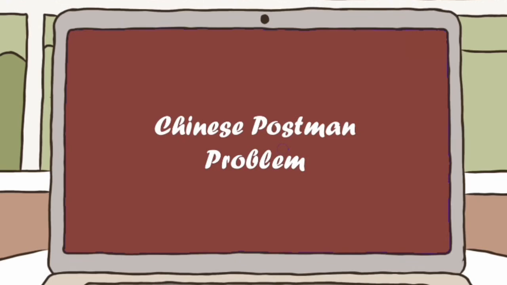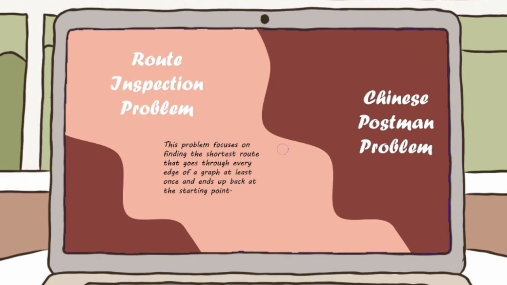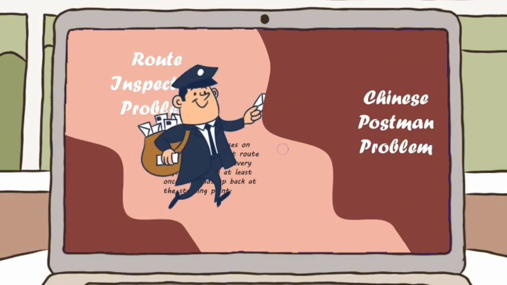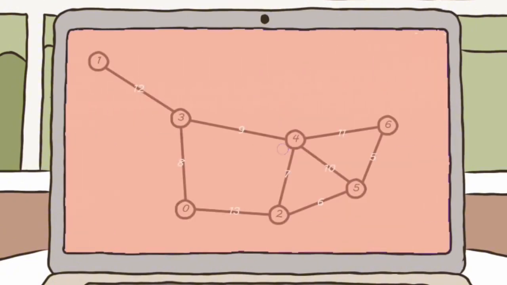The Chinese postman problem, also known as the route inspection problem, focuses on finding the shortest route that visits every edge of a graph at least once and returns to the starting point. It's inspired by a real-world scenario where a postman needs to walk through every street in an area while minimizing repeated paths and total distance. Let's take a look at this graph as an example.